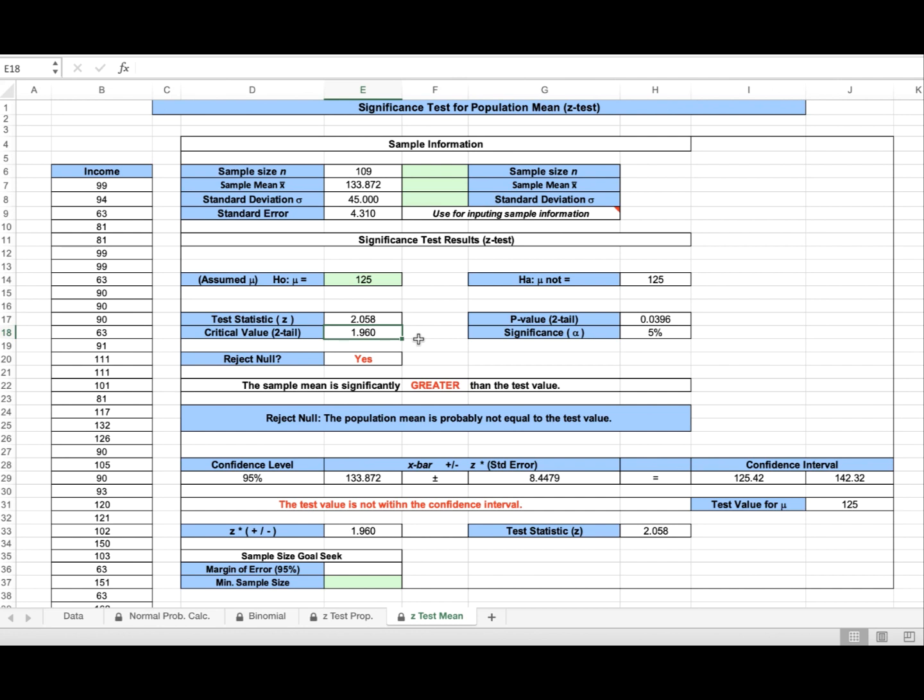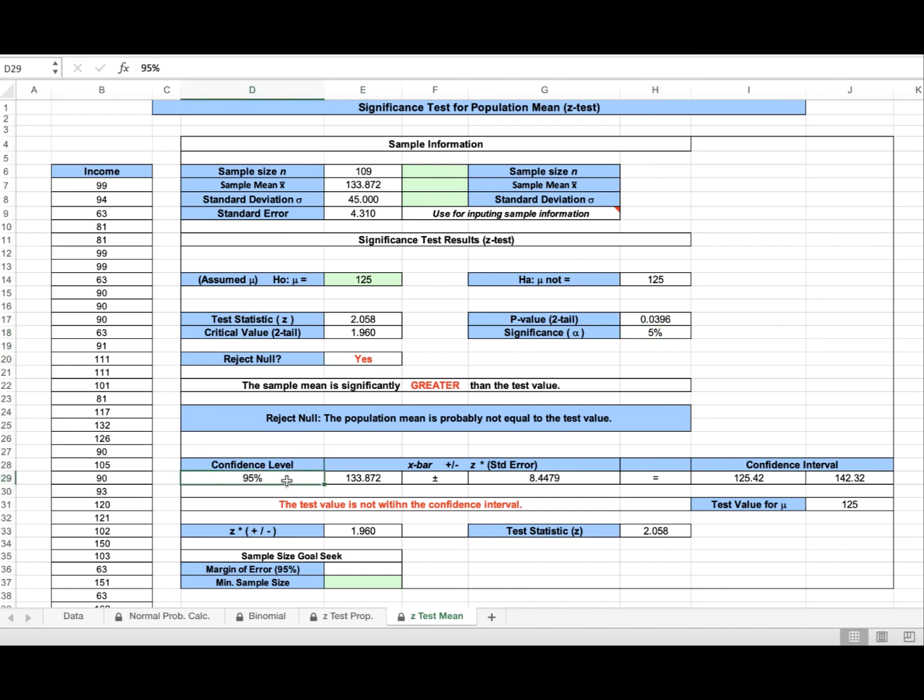In other words, if we assume a population mean of 125,000, our sample mean is rather unlikely to occur at random. Our p-value is 0.0396, which is less than the required 5% level of significance. Remember, when the p-value is less than alpha, we reject the null.